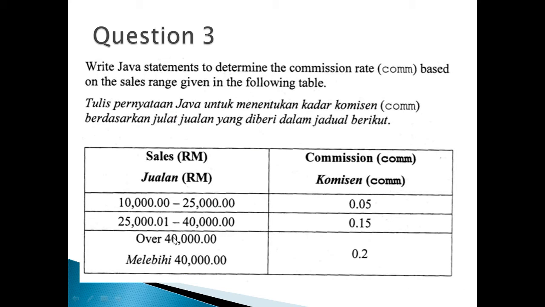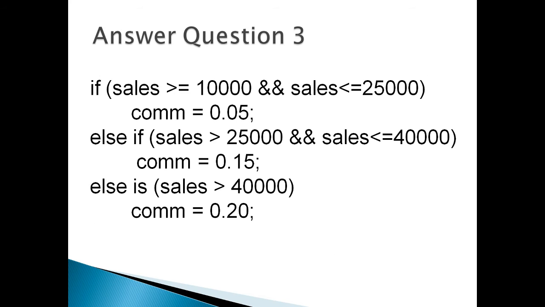Okay, so this one uses the selection type of control structure, which you can start with the if statement. So if in the range here, you get the commission here. If the range here, get the commission here. If the range here, get the commission here. Just remember how to write the if statement, multiple if statement.